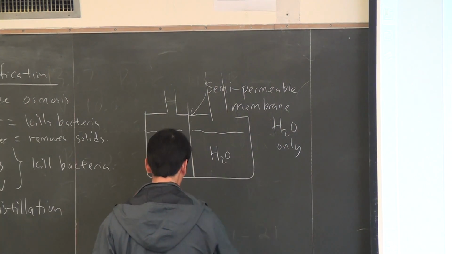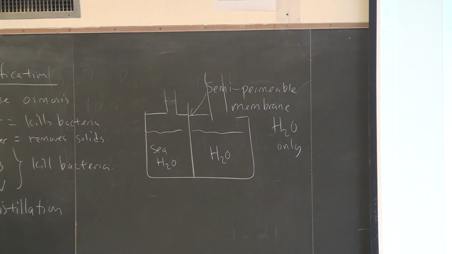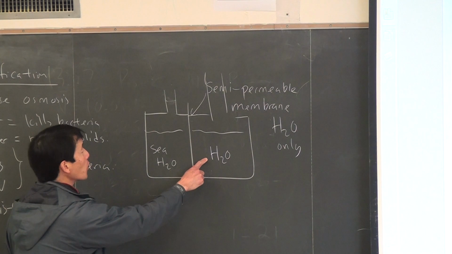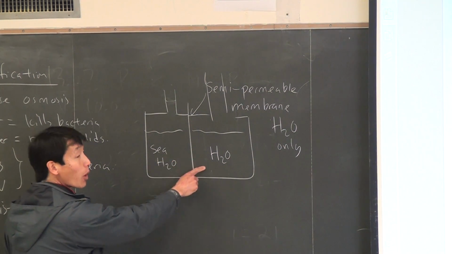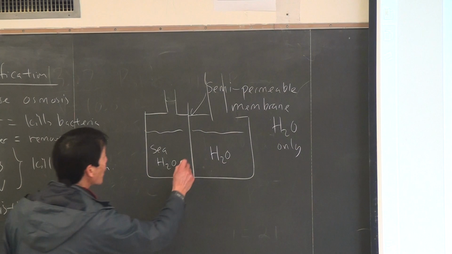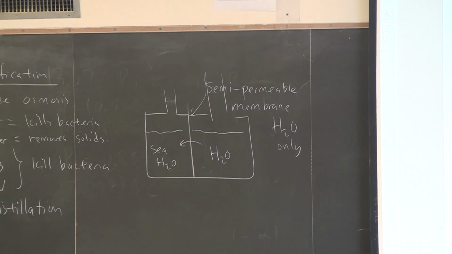In normal osmosis, in which direction will the water pass through the semi-permeable membrane? Is it going to go from the water to the seawater, or the seawater to the water? Is this going to go from right to left or left to right? Right to left. Okay, so in normal osmosis, it should go this way.